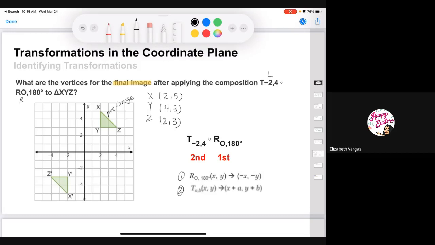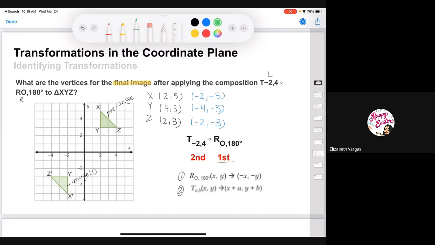The next thing we want to do is apply our first transformation, right to left. So we're going to do the rotation about the origin 180 degrees. Whenever we have a rotation about the origin 180 degrees, we simply negate the x and y. So it becomes (-2, -5), (-4, -3), (-2, -3). So that is this image right here. This is our image after our first transformation.